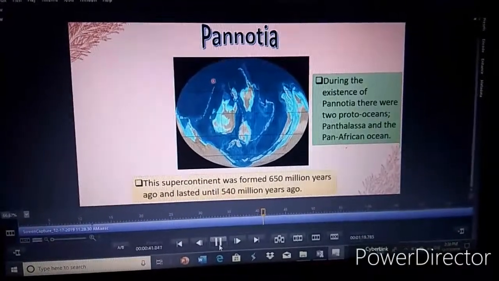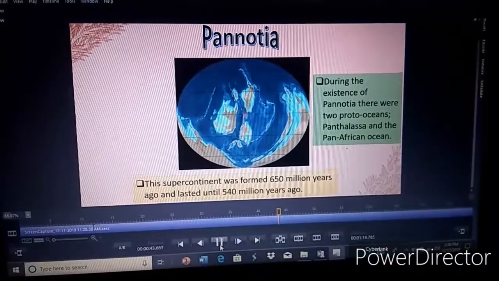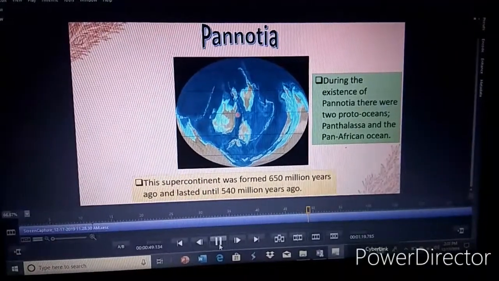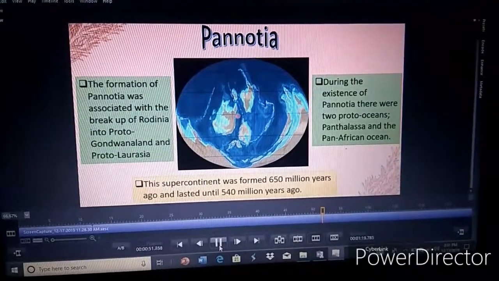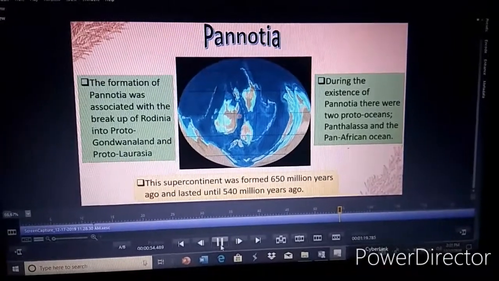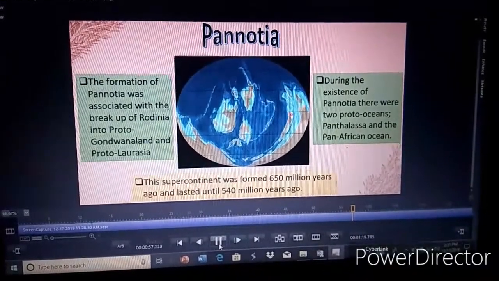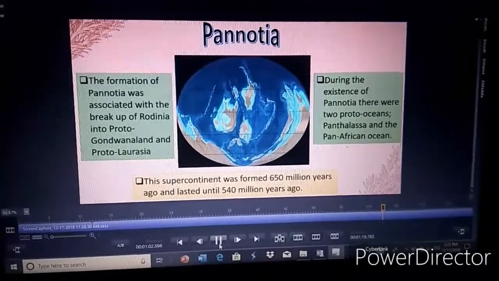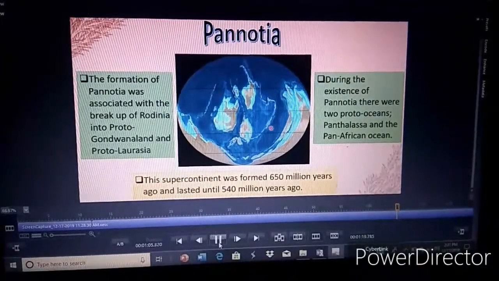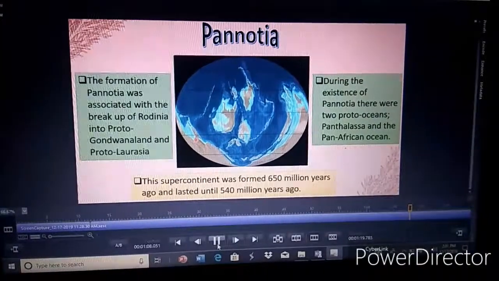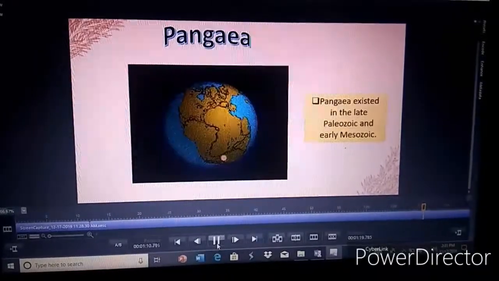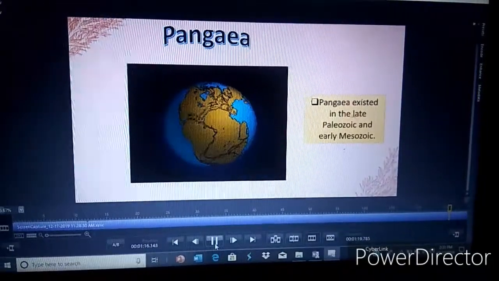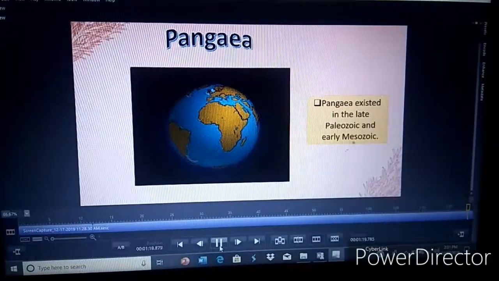Later on, Baltica, Laurentia, and Siberia joined together and were called Proto-Laurasia. These continents came close together and created Laurasia. And next is Gondwanaland, Proto-Gondwanaland. Gondwanaland and Laurasia joined together, then formed Pangaea. Pangaea existed in the late Paleozoic and the early Mesozoic.